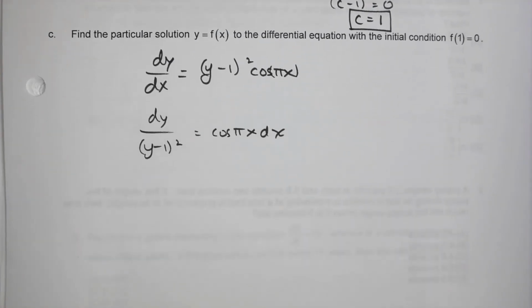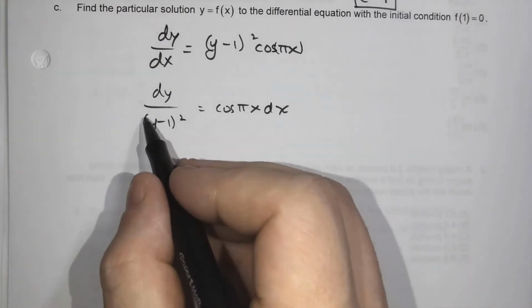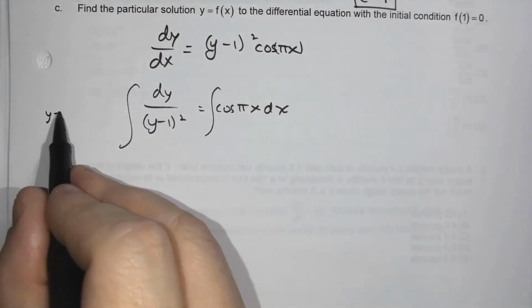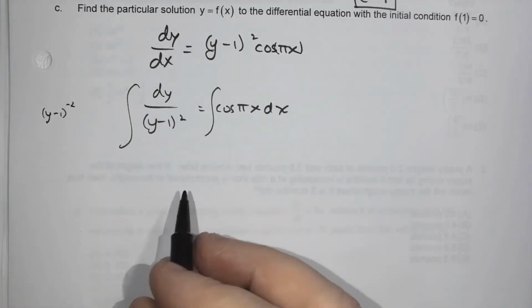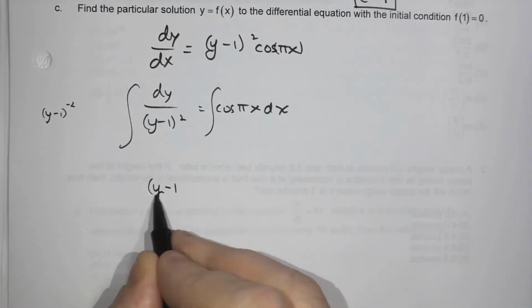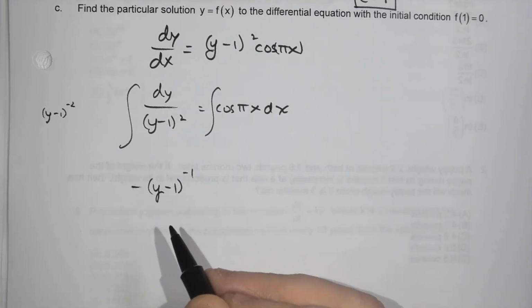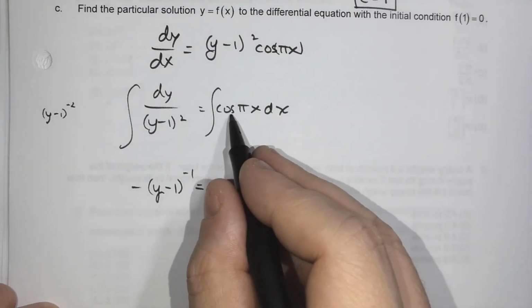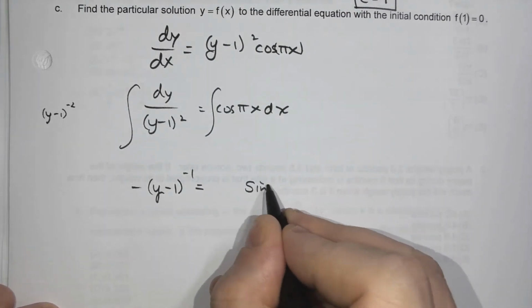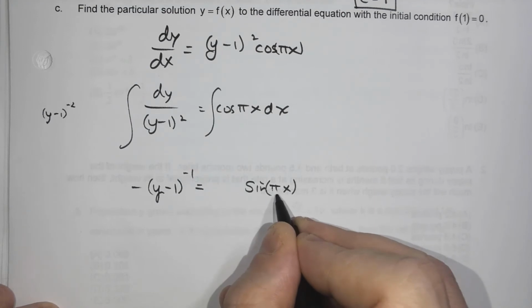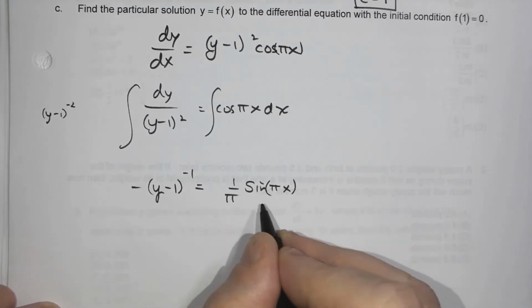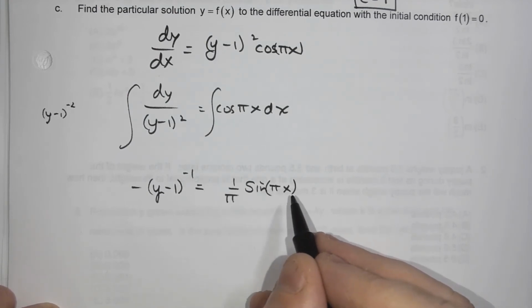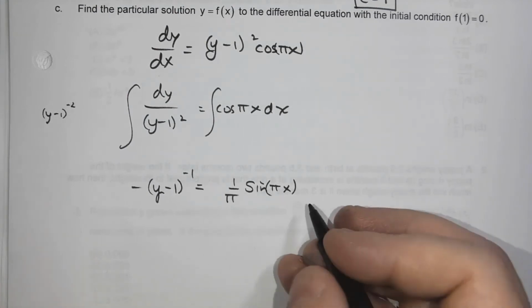Okay, solving this differential equation by integrating on both sides. This becomes, let's see, that would be the same as y minus 1 to the negative 2. So this would be y minus 1 to the negative 1 with a negative sign equals, antiderivative of cosine is generally sine, but due to the substitution we need to get a pi x, so let's do the 1 over pi. Let's check this one real quickly. The derivative of sine of pi x is cosine pi x times pi, so yep, that corrects it.